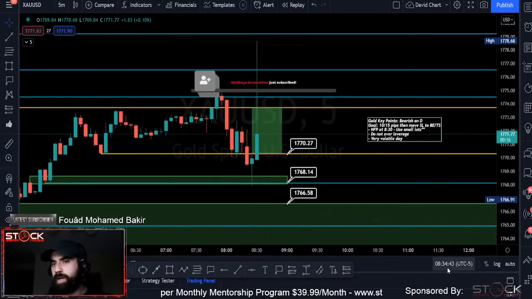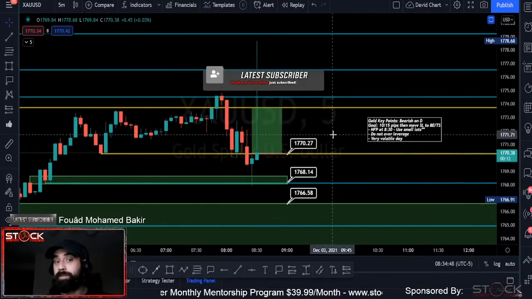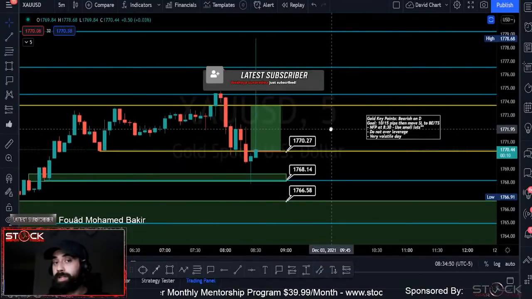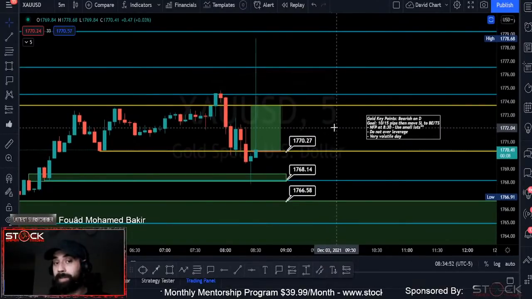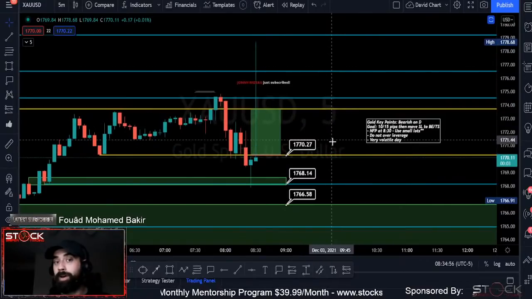There's about 15 seconds left here. Look at this erratic behavior. If you're not familiar with trading this, look at the erratic behavior. Have you guys ever seen an 80 pip wick? I don't know if you have or not.